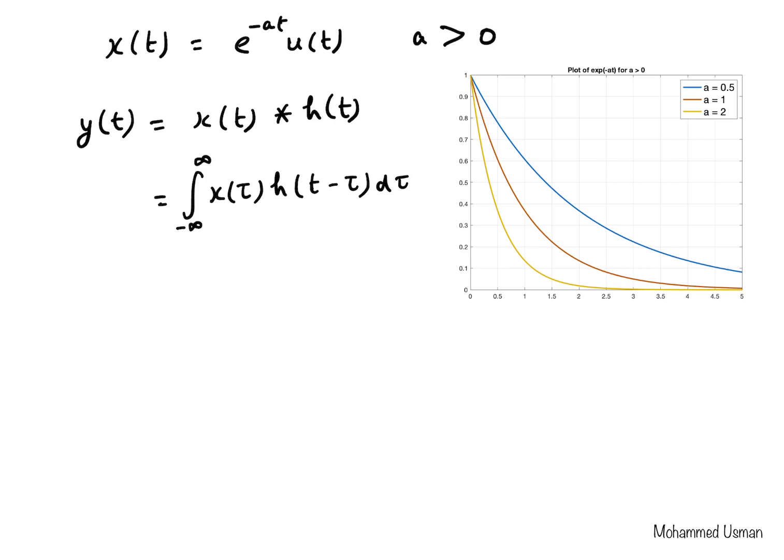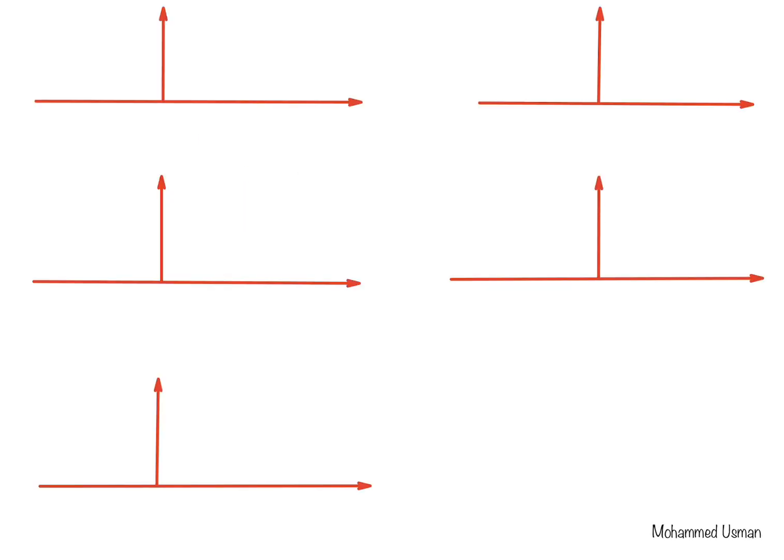To find this output, we first want to represent our x of t as x of tau. Basically, we just change t to tau. Just put the variable as tau. So rather than having the x-axis as t, we'll make it tau. It's like a dummy variable. We'll represent this x of t as x of tau now, so we're going to have tau on the x-axis and x of tau on the y-axis.